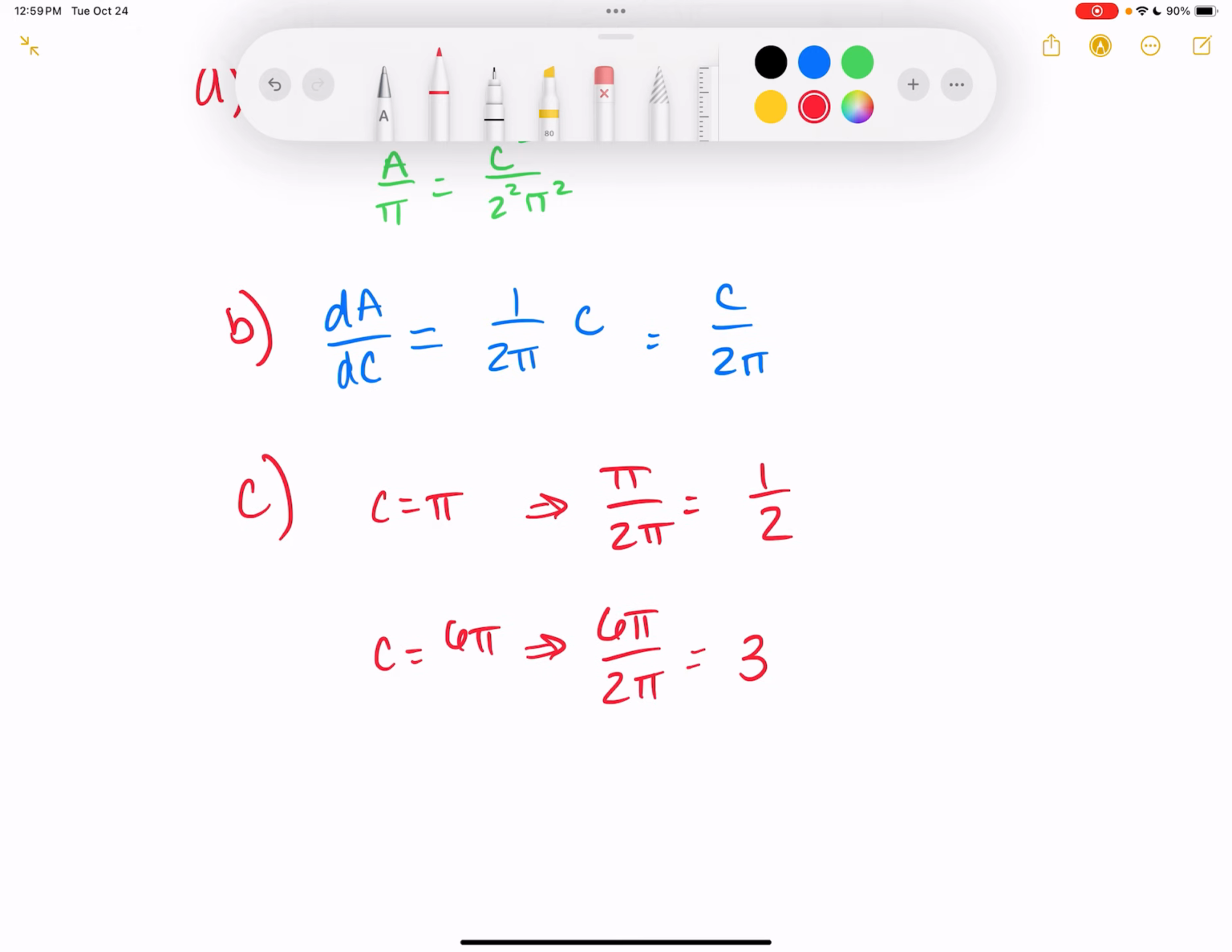Okay. And the last part of question 2, D, says: if C is measured in inches and A is measured in inches or square inches, what units would be appropriate for dA/dC? Inches per inch. Wait, inches squared per inch. A is inches squared, C is inches, and so they leave it this way, but if you wrote it as inches, ultimately that's fine. But technically it's inches squared per inch.